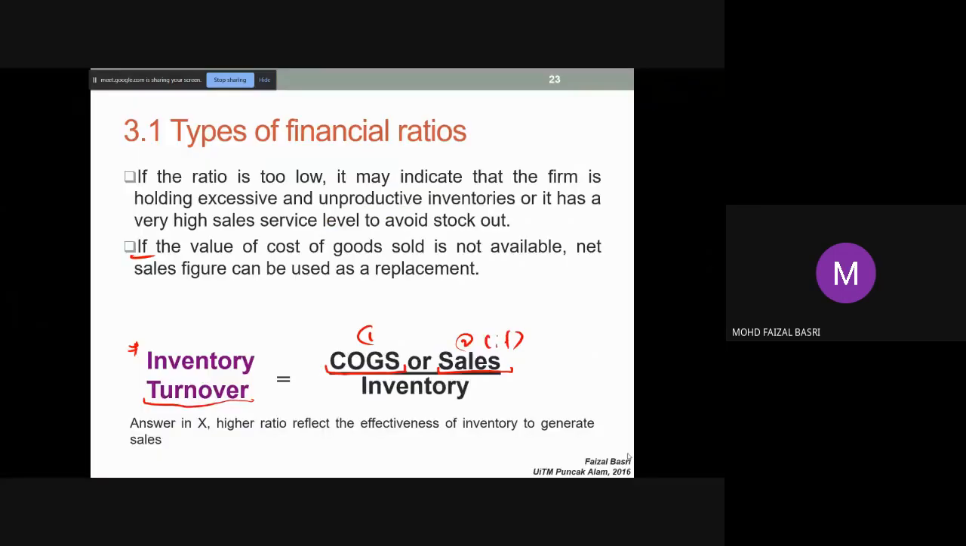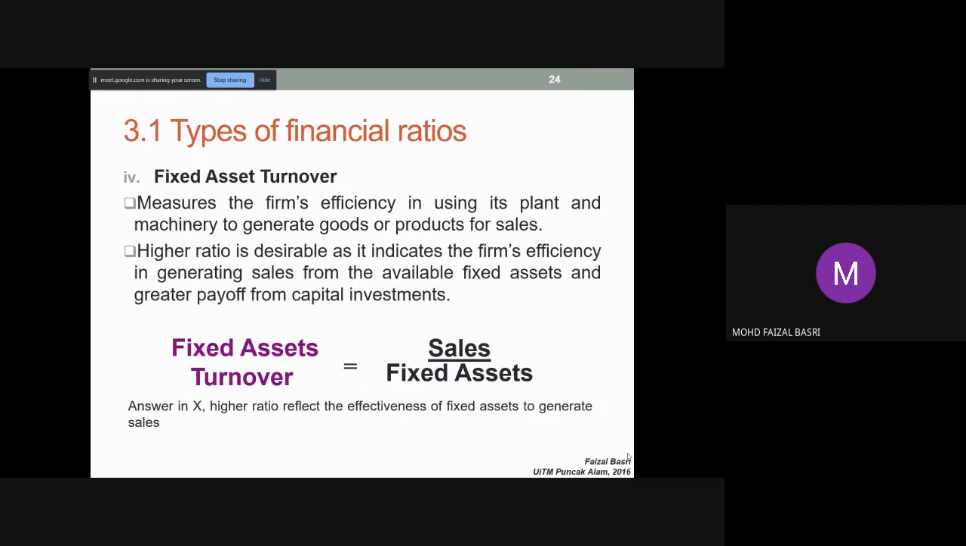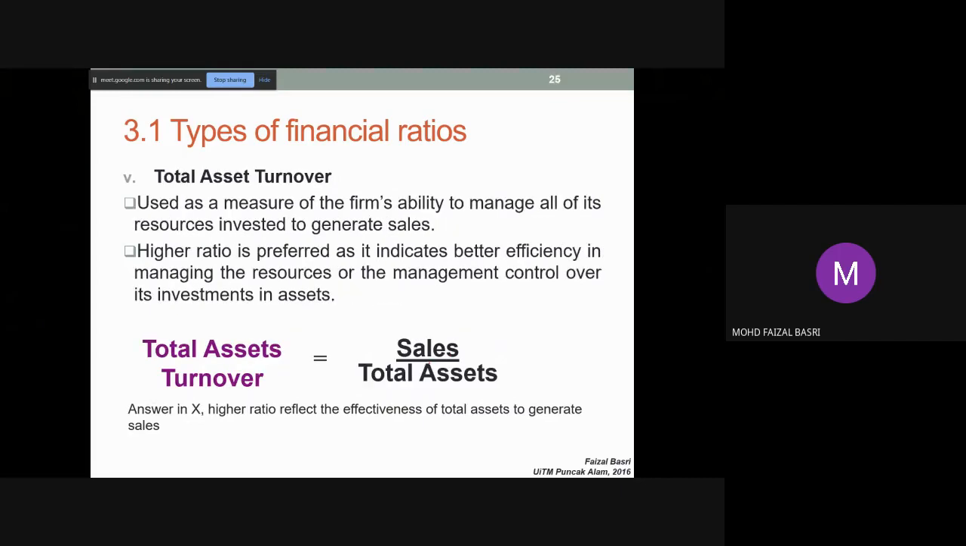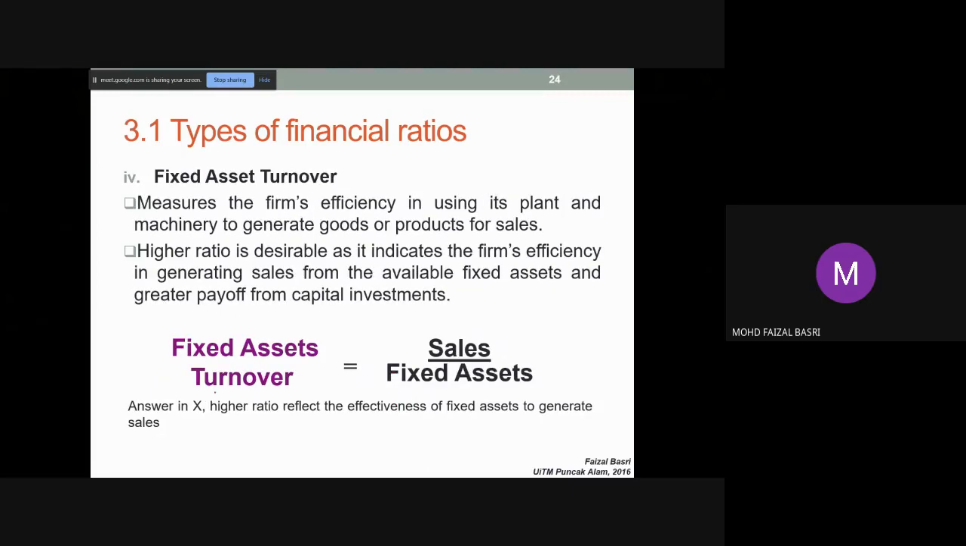All right, for the final two ratios, we have fixed asset turnover and total asset turnover. So we're going back to the original rules. Sales, and then we flip the position there: sales divided by fixed assets, and sales divided by total assets. Very straightforward. From the name of the ratio, we can know how the formula looks. Both, the higher the ratio, the better, because all are answered in times.